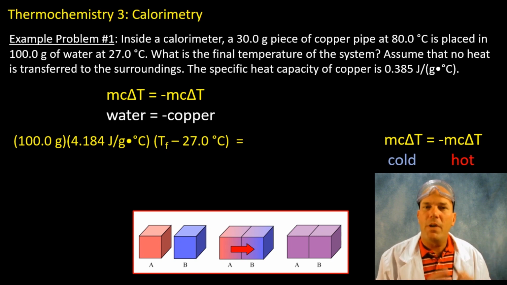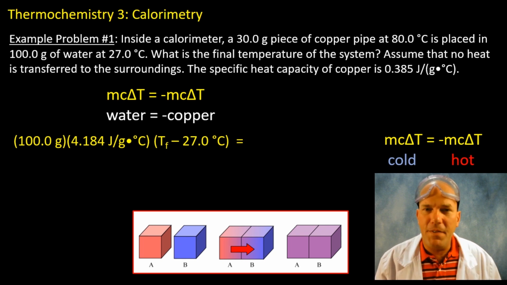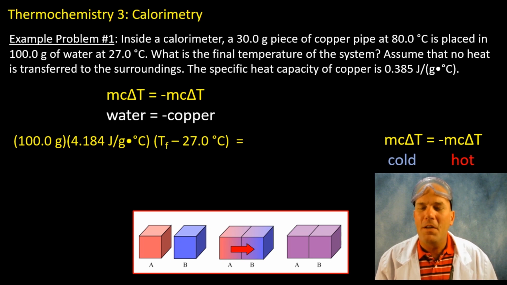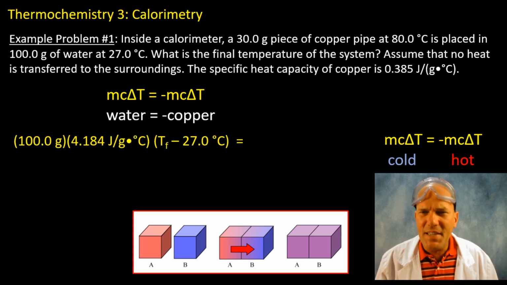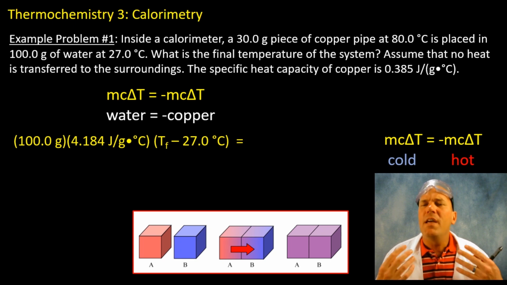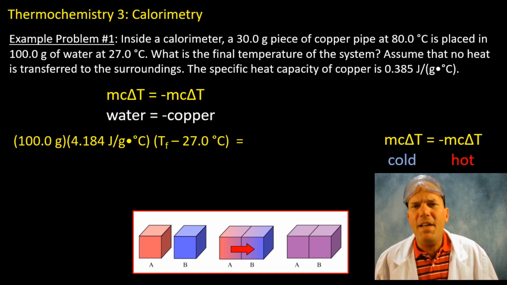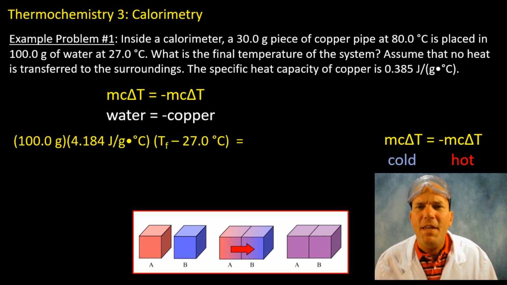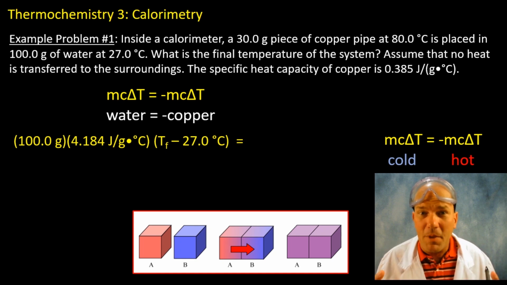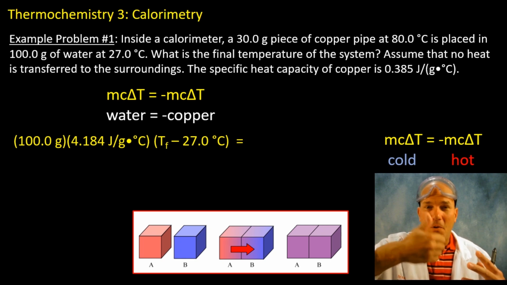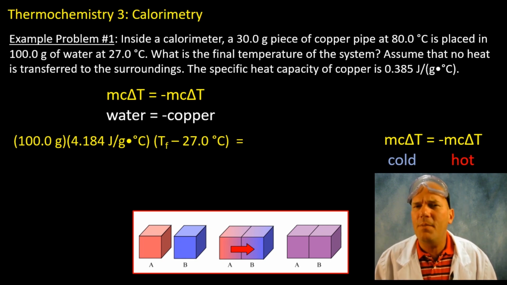For water, we have 100 grams of water. We have the specific heat, or specific heat capacity of water, 4.184. And then we have our delta T, our change in temperature, which is always temperature final minus temperature initial. Well, the temperature final is going to be the temperature of the system, and we don't know that yet. We can predict that the overall temperature will go up, but we do know the initial temperature of the water to be 27 degrees Celsius.